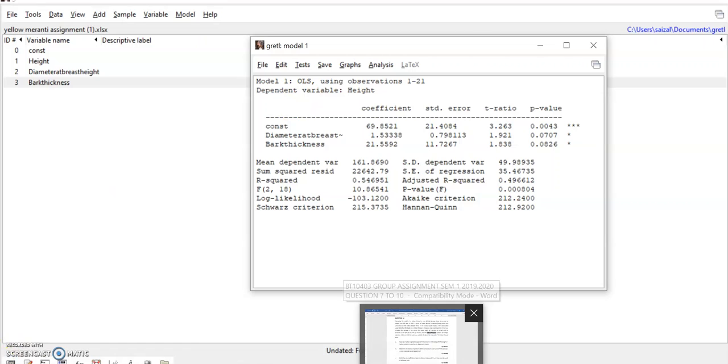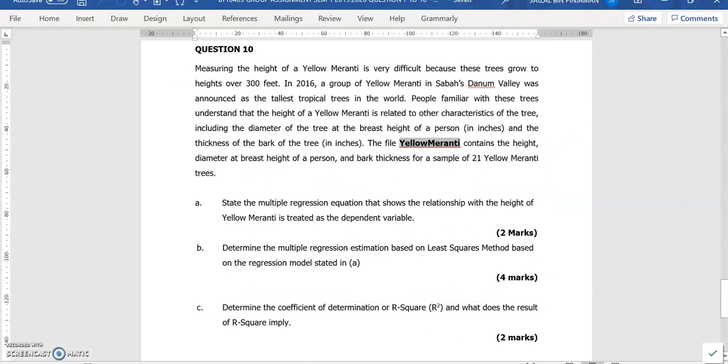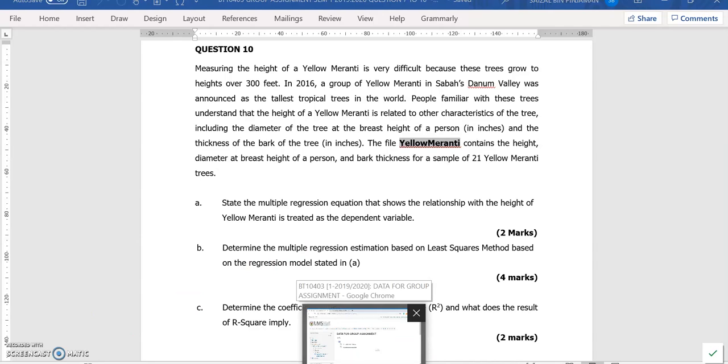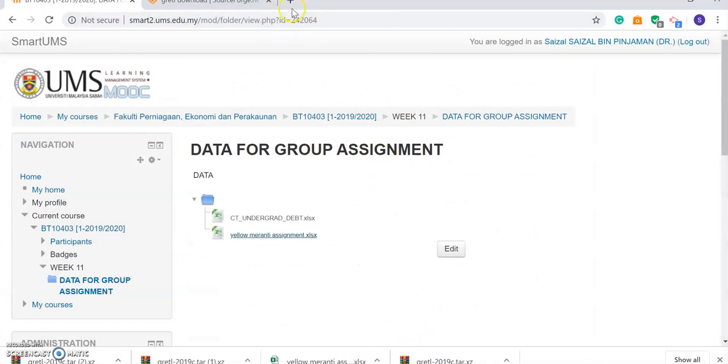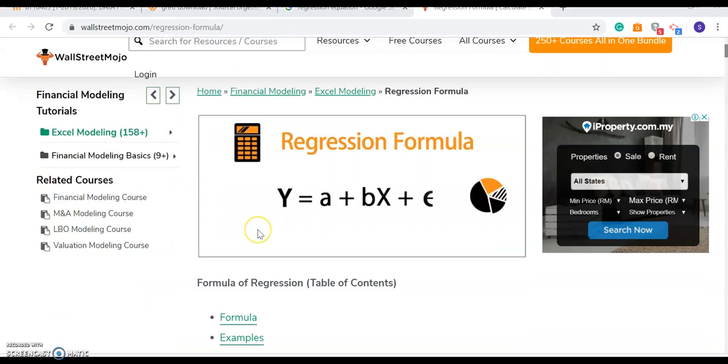If we refer back to the question, question 10a: state the multiple regression equation that shows the relationship, where the height of yellow Moranti is treated as the dependent variable. In other words, you are required to draw the regression equation. There are many ways on how to draw it, and this is the simplest one.